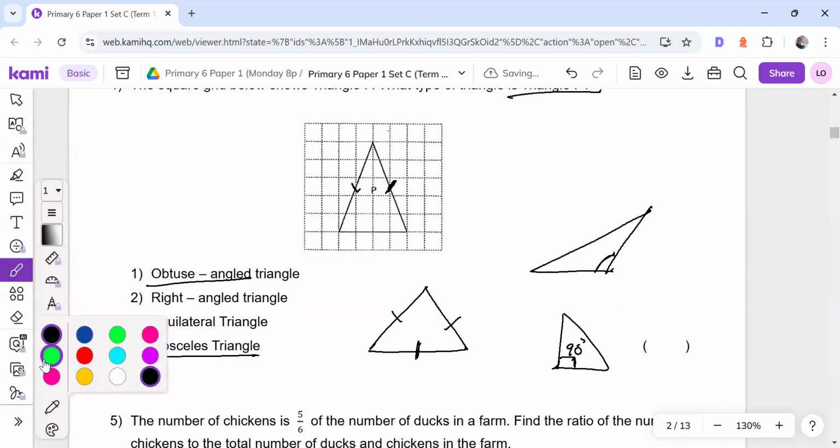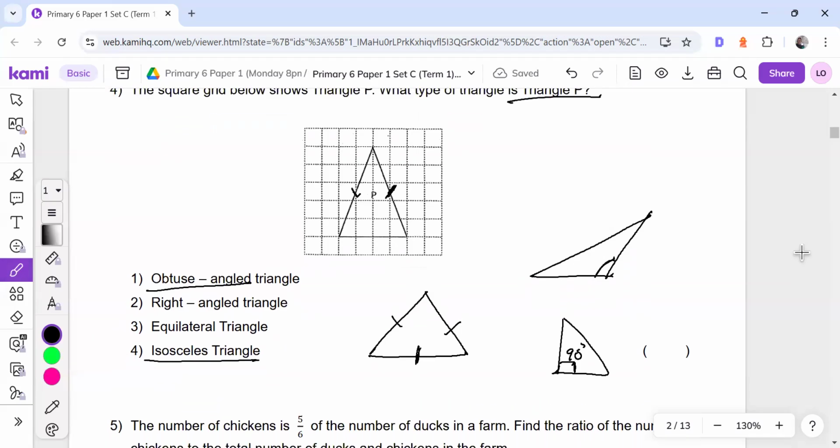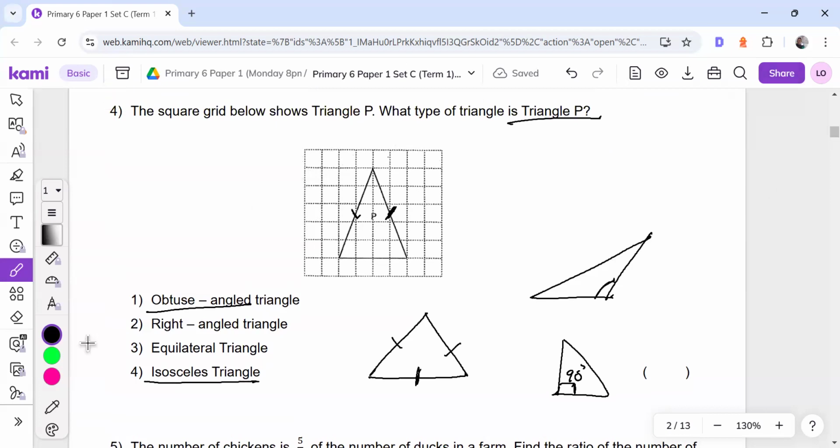But why is triangle P isosceles? Because isosceles triangle can cut into half. It is symmetric. So if I were to take my pencil and cut this triangle into half, I have symmetric.